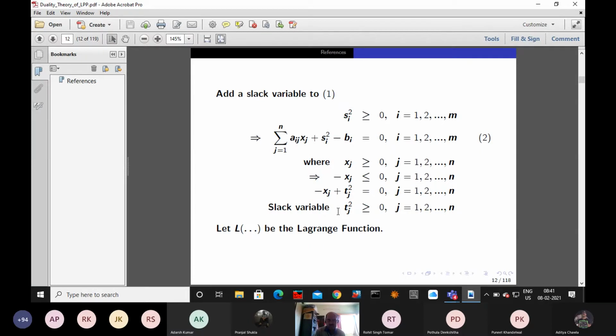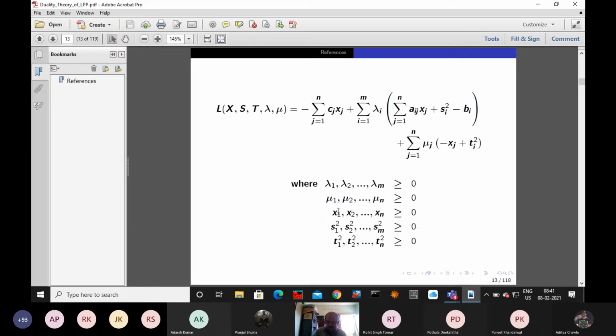Now the Lagrange function. We are considering the Lagrange multipliers. So the Lagrange function is a function of several variables, in the sense a function of x, a function of s_i, a function of t_j, etc. Several are there. So we'll write in this manner: L is a function of x, the slack variables s, t, which are also slack variables, and lambda and mu. Lambda and mu are the multipliers.